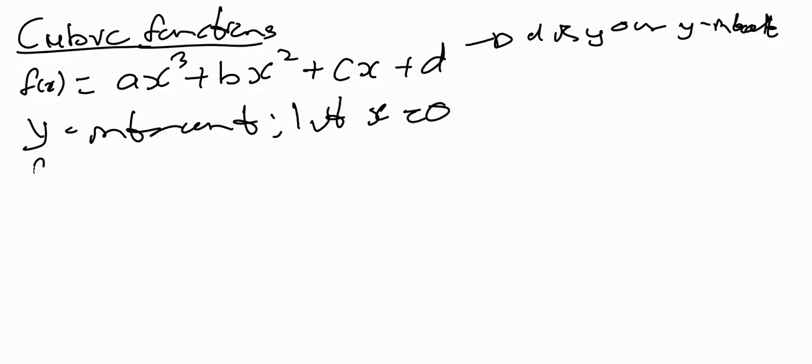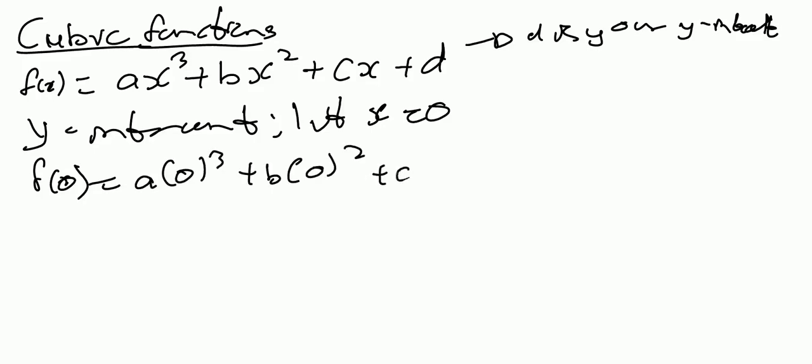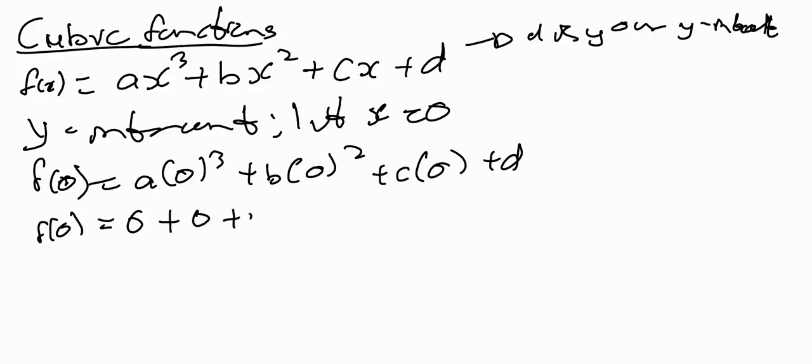So let's try it. That means it's going to be f of 0. Where we see x, we put 0. A into 0 cubed plus b into 0 squared plus c into 0 plus d. Therefore, f of 0, which is our y-intercept, a multiplied by 0 is 0, plus b times 0 is 0, plus c times 0 is 0, plus d. 0 plus 0 plus 0 is the same as 0. f of 0 is what? It is d. That is why we say our d is our y-intercept.